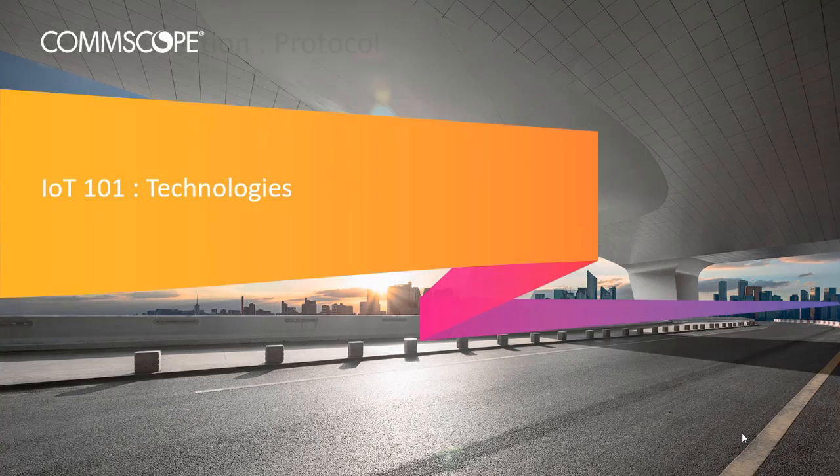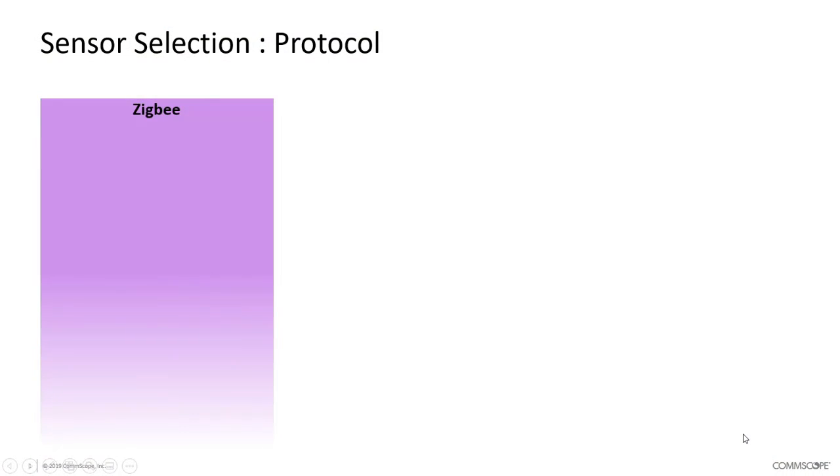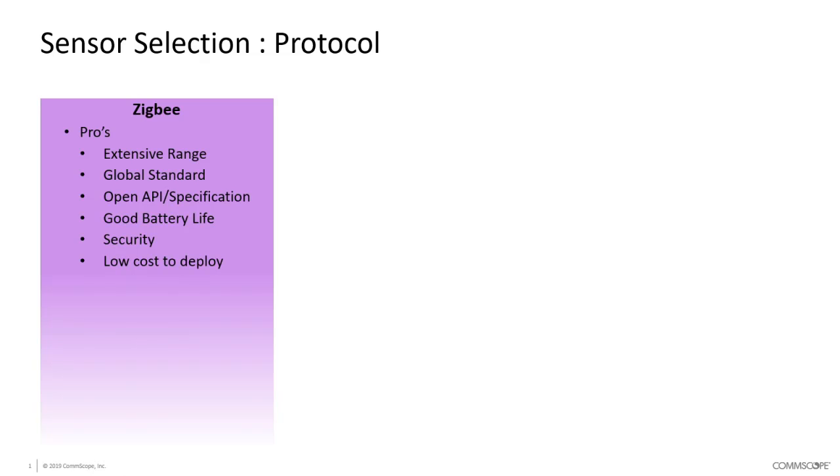So one of the first things to look at when deciding on a sensor and sensor selection is the protocol. There are a number of different protocols out there today that are being used specifically for IoT or have been modified from existing IT protocols and are still being used within an IoT arena. So the first one we can look at is Zigbee.